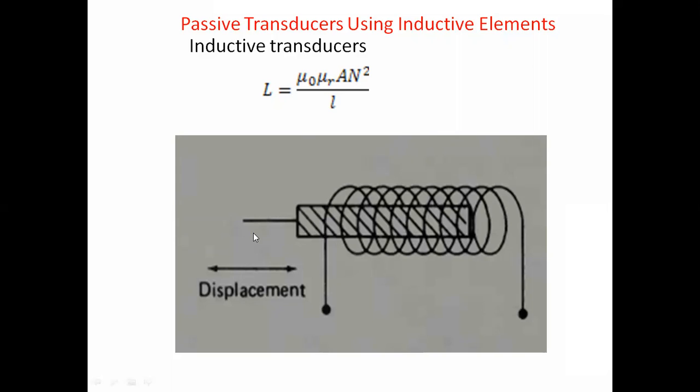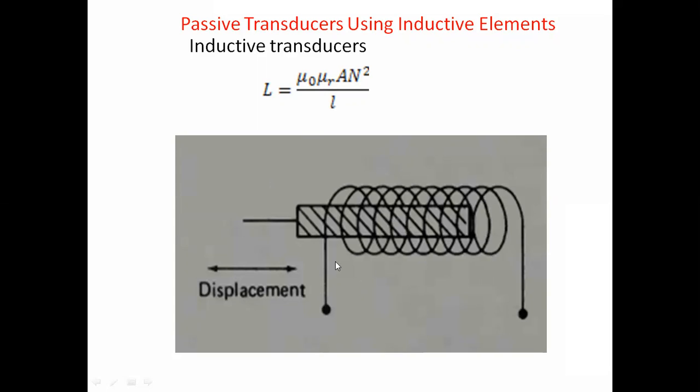How can we see this? Suppose we consider a permanent magnet core. This is the core, which is a permanent magnet, and over that permanent magnet we wind a wire. This will form an inductor.